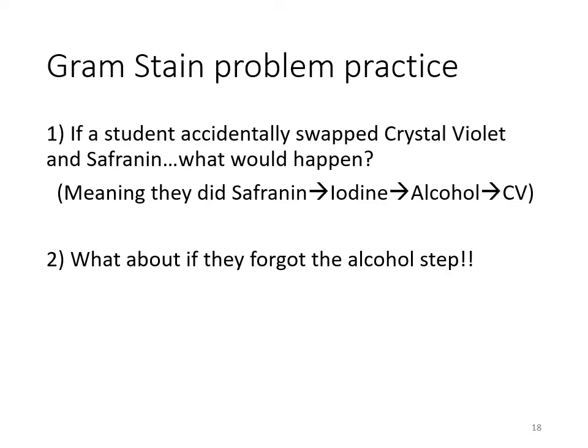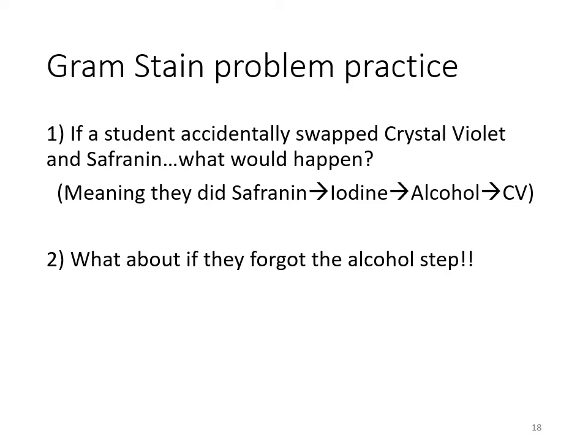If they forgot the alcohol step, once again, go step by step to what they're doing and see what would happen. So they remembered the first step, which is normally crystal violet, so all of their cells turn purple. They then add iodine, which is the second step, and that helps trap the purple color in. But now, without the alcohol, what doesn't happen? Well, gram negatives never lose their color, so everyone still has purple inside of them.